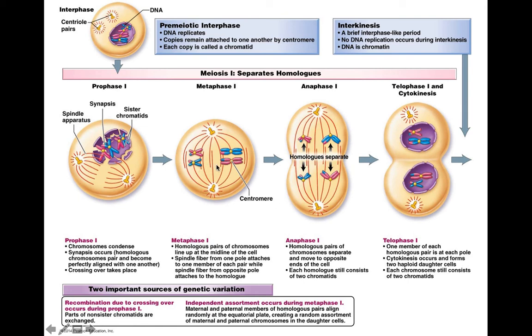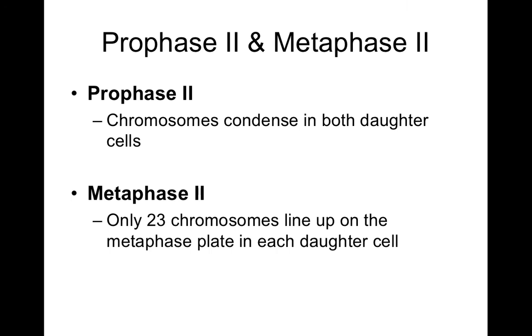Then in metaphase 1, we line up. And then anaphase 1, this is independent assortment, where mom and dad can randomly assort to either side of the cell. Telophase 1 and cytokinesis reform the nuclear membrane. Spindle goes away. And all of a sudden we have random distribution of your mom and your dad's chromosomes in either side. Then we get through meiosis 2.